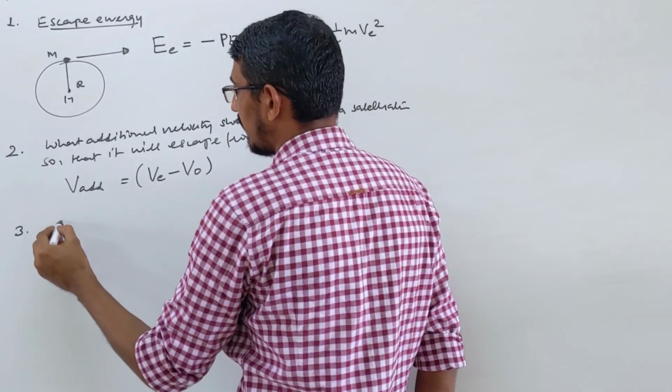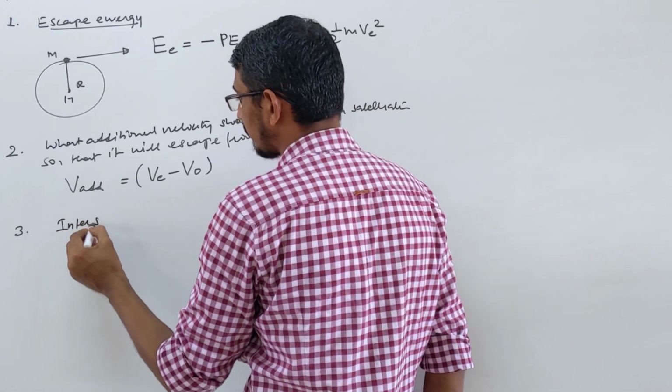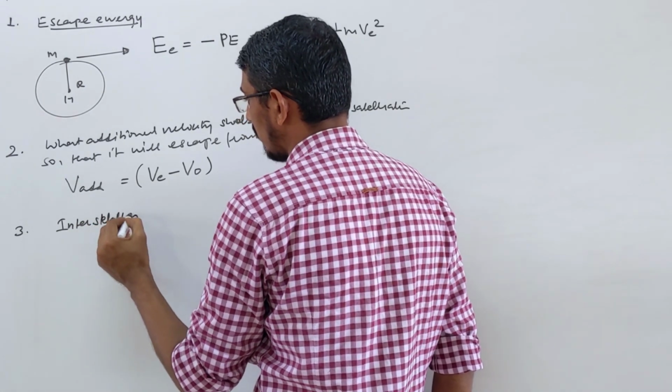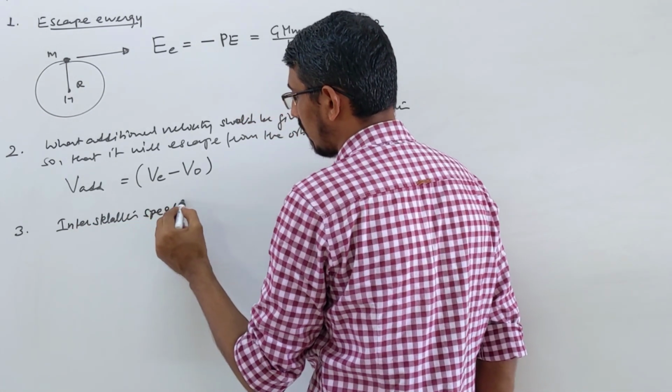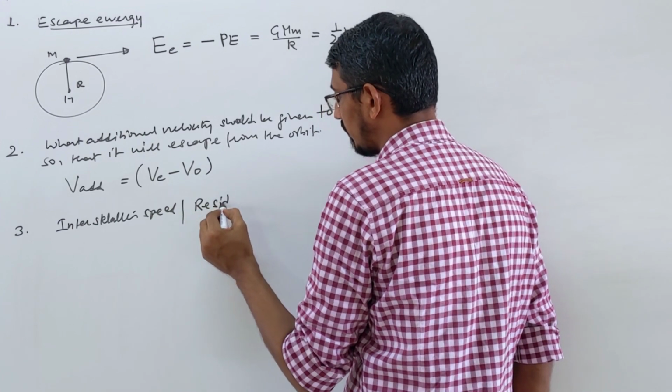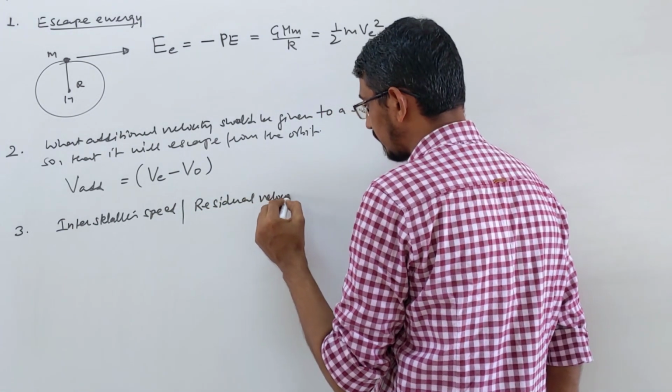So I am writing a few words here: interstellar speed, or people call it residual velocity.